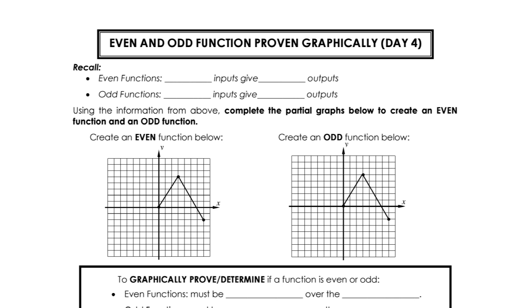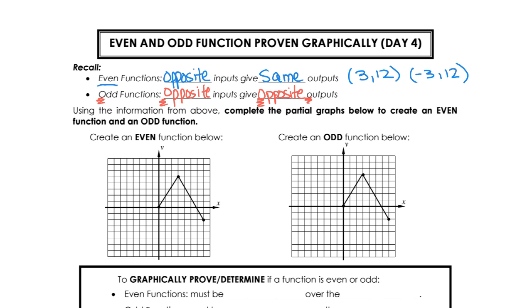So we're still going to talk about even functions and odd functions where they have opposite inputs. And with even, remember, even, think same. For instance, if I have 3 and 12, I should also have -3 and 12 on the same table. Odd functions, remember all the O's? We had opposite inputs and opposite outputs. So for instance, 3, 12 and -3, -12. So that's what they mean by opposite inputs, same outputs, and opposite inputs, opposite outputs. And then you can classify the graph as either even or odd or neither.